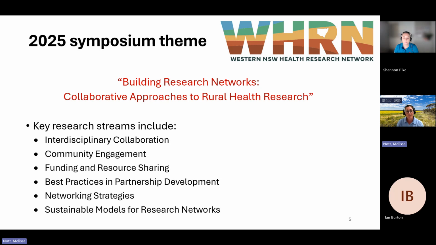The key streams of the conference include interdisciplinary collaboration, community engagement in research, research funding and resource sharing. What are really good examples of good practice in partnership development to support research, networking strategies and sustainable models for research networks. And so you can prepare an abstract that aligns with one of these key research streams. You can also prepare an abstract that doesn't align with these themes, but might be really unique to something that you've been working on.